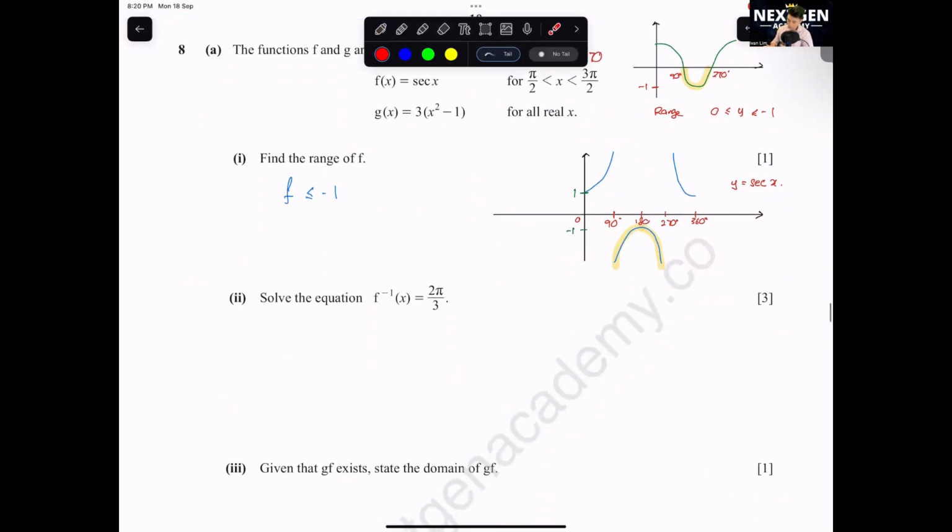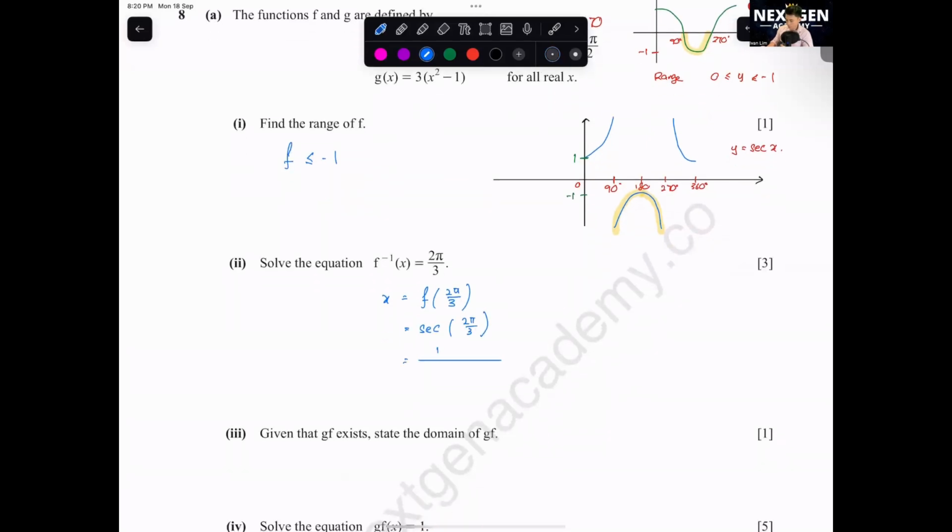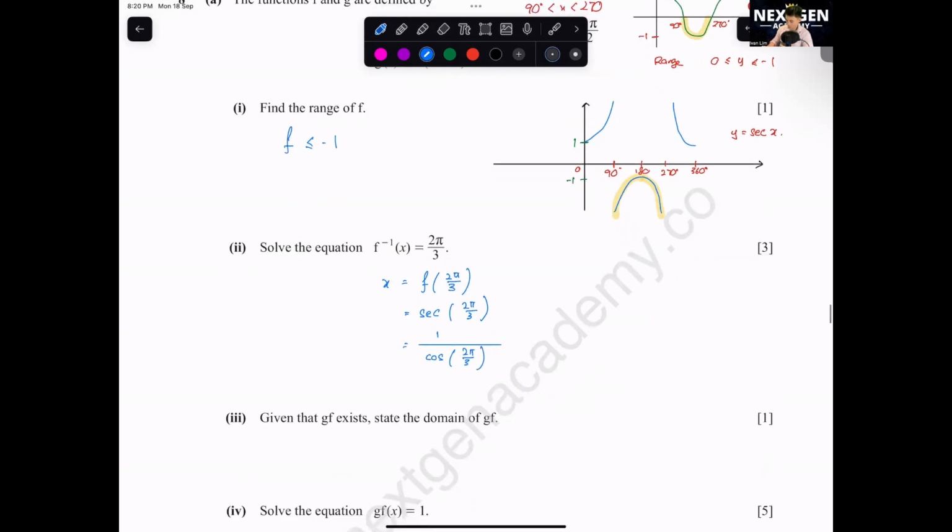Okay, question 2. Solve the equation f inverse x equals to 2 pi over 3. So for this one, you're just going to inverse the inverse. So you become f of 2 pi over 3 like that. Okay, solve for this one. Secant 2 pi over 3. Secant is 1 over cos 2 pi over 3. Make sure you are in the correct mode. 1 over negative 1 over 2, which will get negative 2.